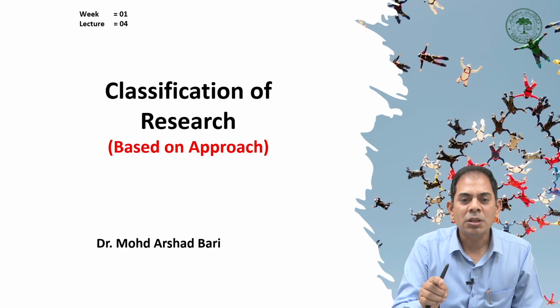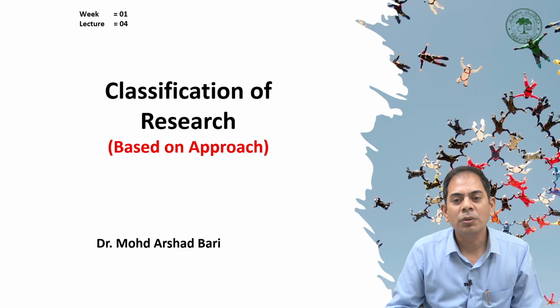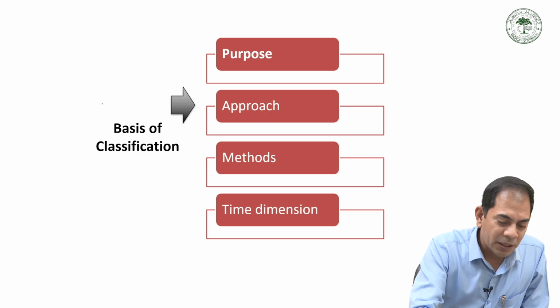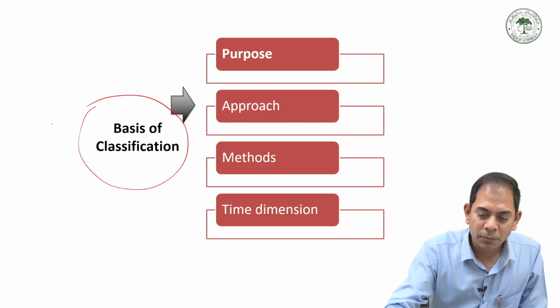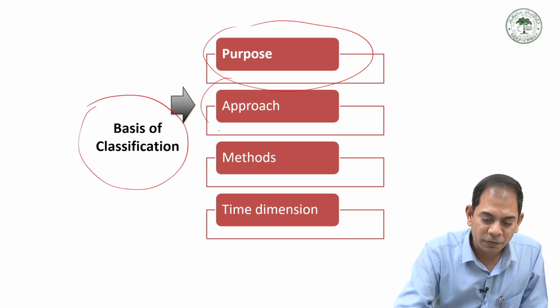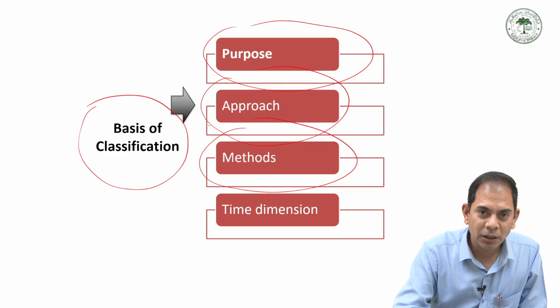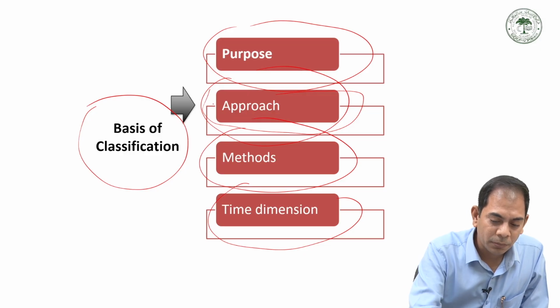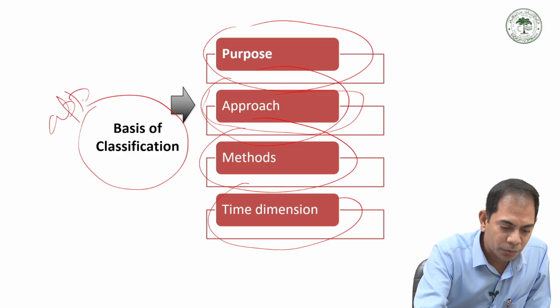Based on this, research is mainly divided into three types: quantitative research, qualitative research, and mixed method research. This is the basic classification of research on the basis of purpose, on the basis of approach, on the basis of method, and on the basis of time dimension. In today's lecture we will discuss the classification of research on the basis of approach.